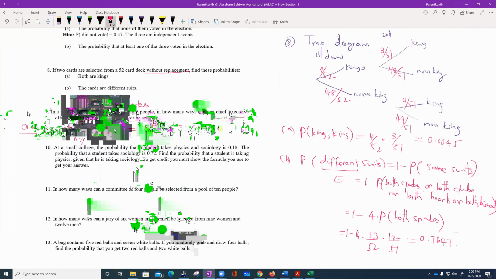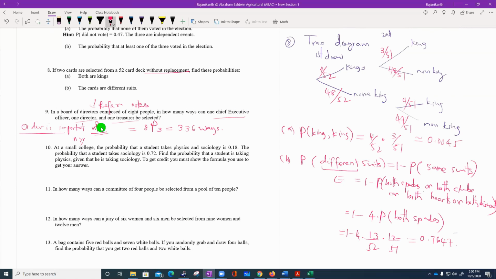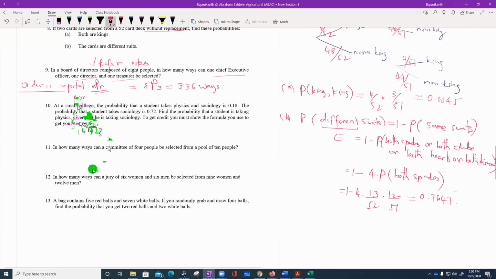So if order is important, use the permutation formula. If order is not important, then use the combinations formula, nCr. Number 10 is again a conditional probability problem.